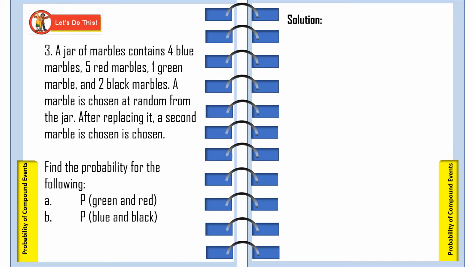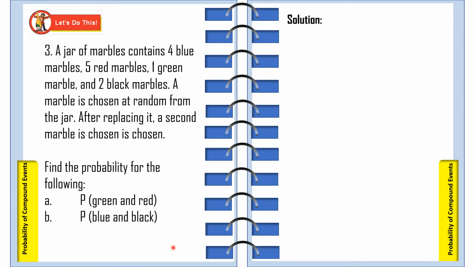So, question number 3, a jar of marbles contains 4 blue marbles, 5 red, 1 green, and 2 black marbles. A marble is chosen at random from the jar after replacing it, and second marble is chosen. Okay. So paano? I-visualize natin. Ang gagawin daw, kukuha ng marble at random mula sa jar. Tapos, after replacing it, a second marble is chosen. Ibig sabihin, pagkakuha ng marble, kung ano yung napili, tapos ibabalik niya, tapos magdodraw siya ulit ng panibagong marble or pipili siya ulit ng panibagong marble.